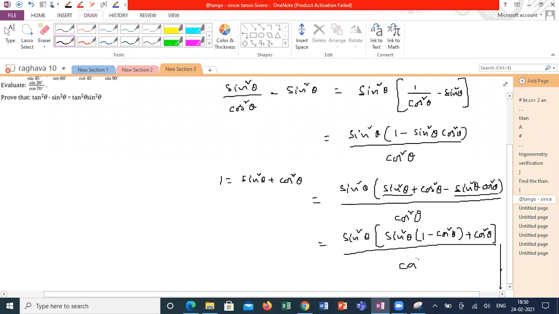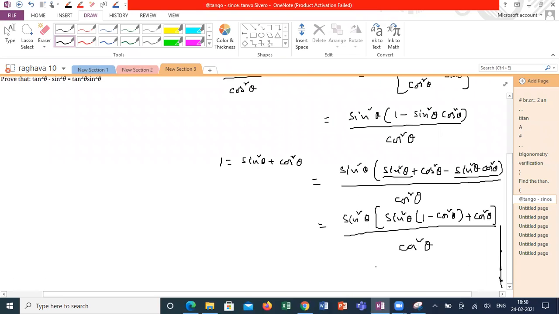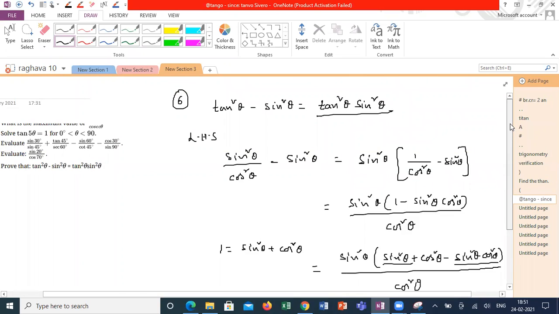What am I getting here? Cos square theta. So 1 minus cos square theta can be written as sine square theta again. But again, it is coming the same as it is, sine power 4 theta plus cos square theta. But it is not coming as tan square theta into sine square theta. What can we do here? Which identity will be helpful to solve this one?